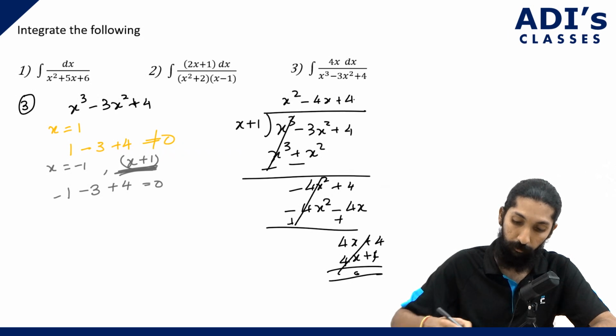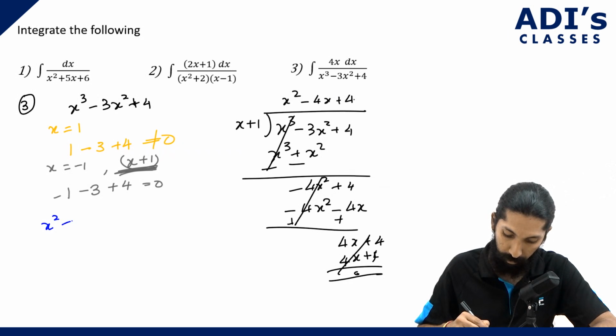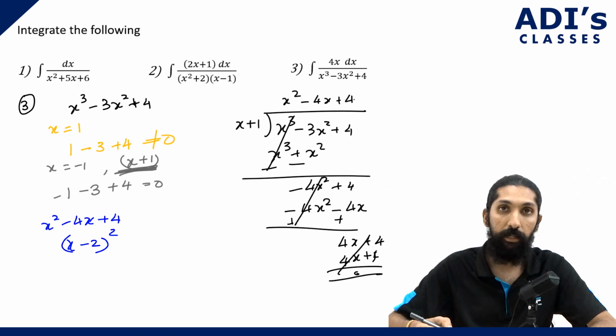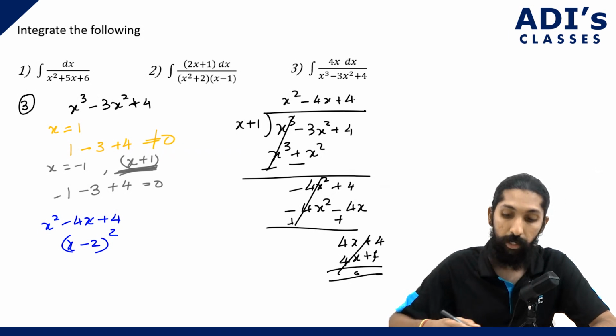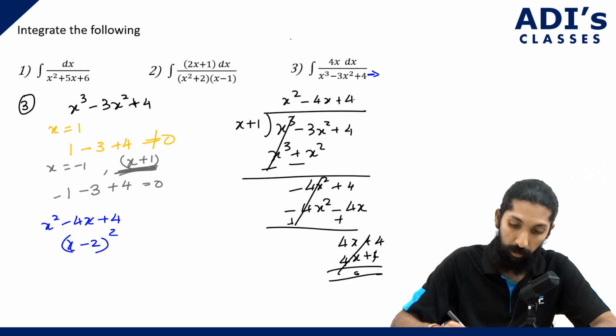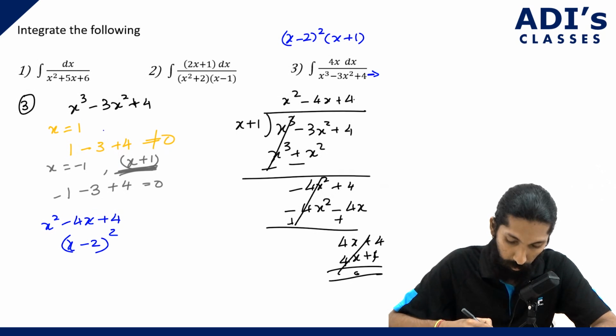So what did we get? We got x square minus 4x plus 4. Don't you think this is nothing but x minus 2 whole square? Correct? So we got the denominator now. Factors of this denominator we got to know. What is that? That's x minus 2 whole square into x plus 1. Correct? So let's do the math now.